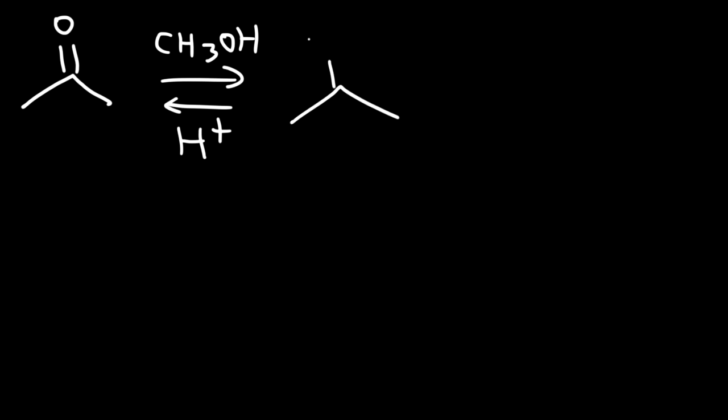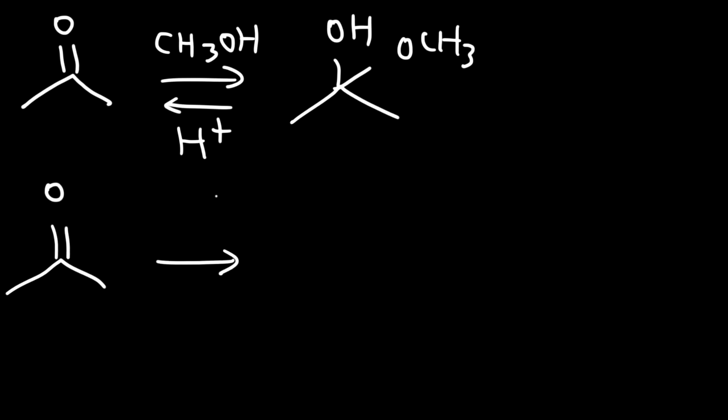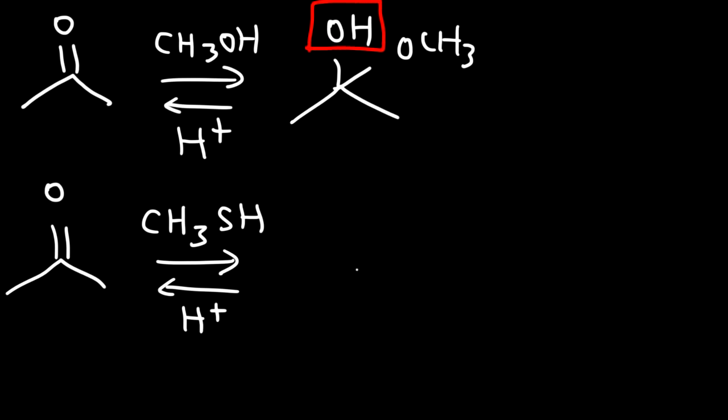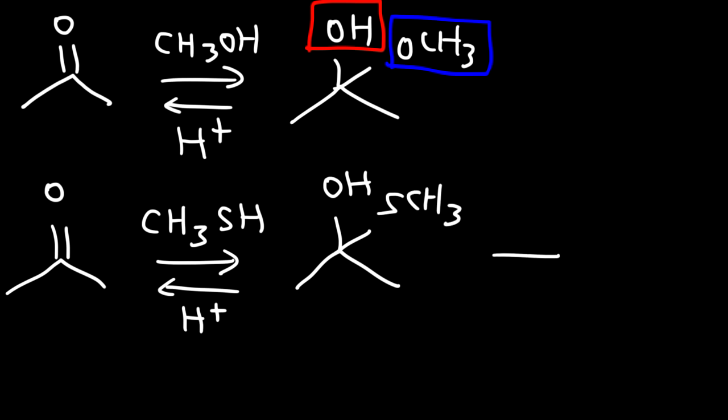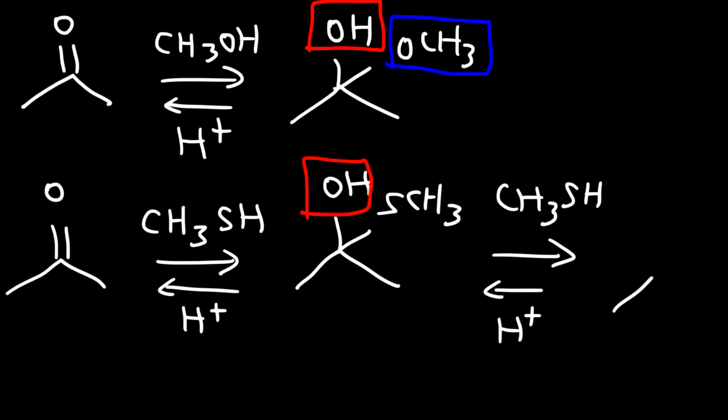Now, earlier in this video, we mentioned a reaction between a ketone and methanol. And this can give us an acetal, which looks like this. So what if we have a ketone, and let's say we react it with, instead of an alcohol, a thiol under acidic conditions? Well, we're still going to get the OH group, but instead of an OCH3 group, we're going to get an SCH3 group. And then if we add another thiol molecule to this, we can remove the OH group and replace it with another SCH3 group.